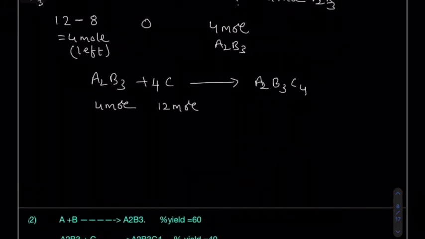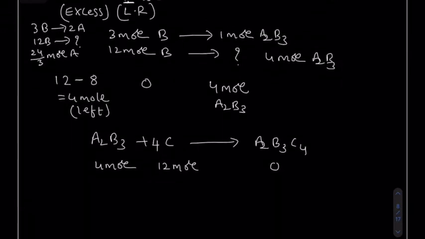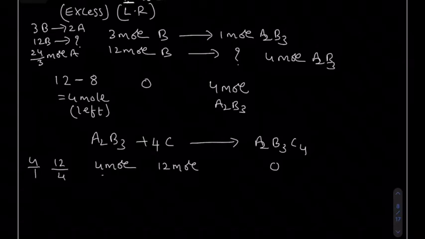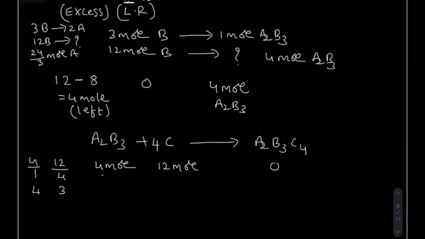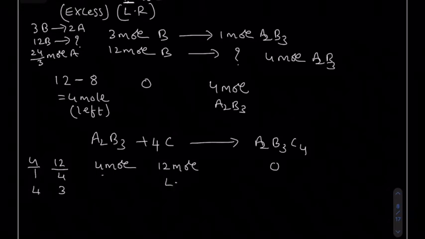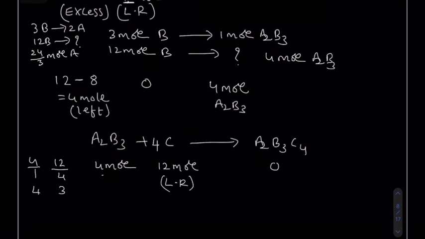Now here, this will be 0. Initially there will be no product. Now what is the limiting reagent? How many moles of A2B3? 4. The stoichiometry will be 1, so here 4 by 1. Here how many moles of C? 12. Stoichiometry of C? 4. Now which is the limiting reagent? C will be the limiting reagent and A2B3 will be the excess reagent.